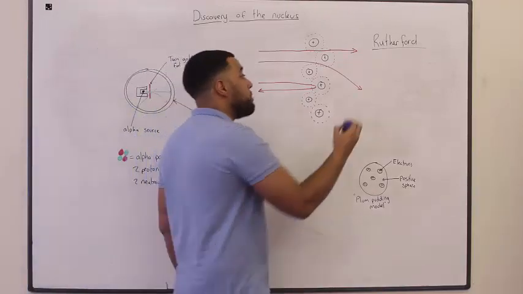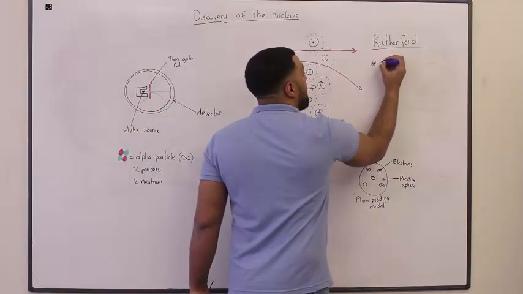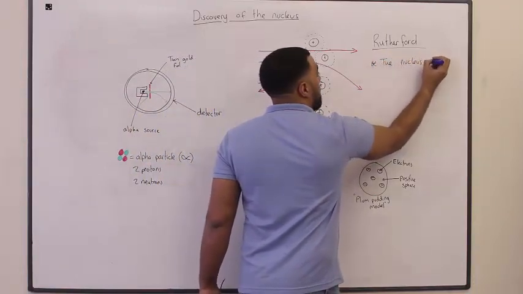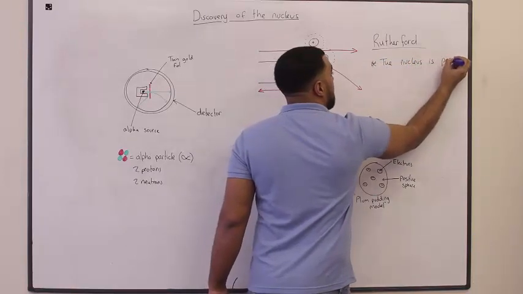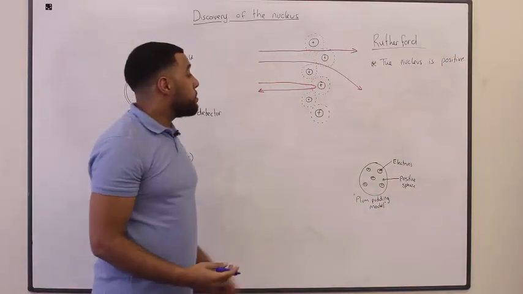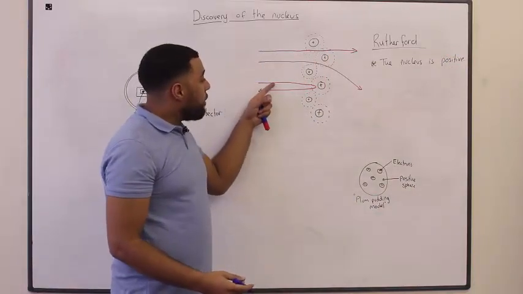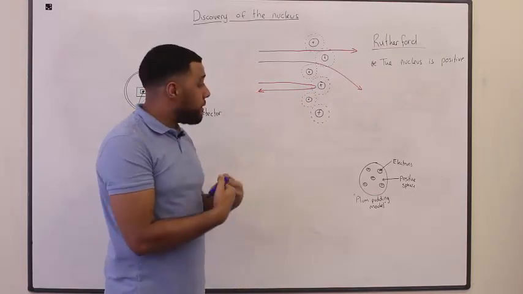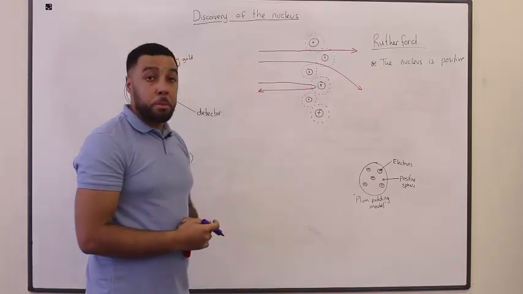Well, first of all, he must have known that the nucleus of an atom is positive. The nucleus of any atom must be positive. That's why these alpha particles were repelled backwards. The 2 positives repelled each other.